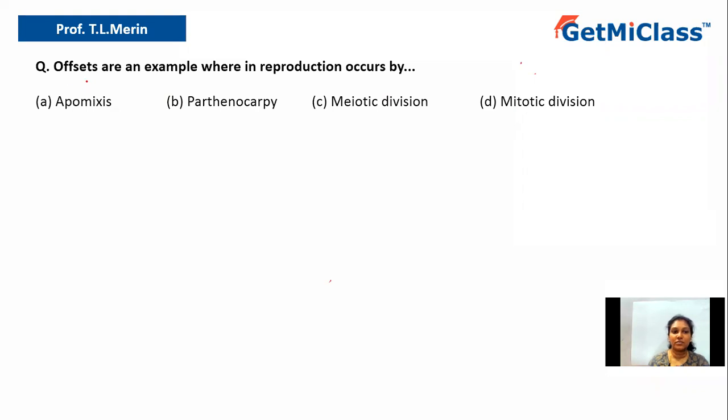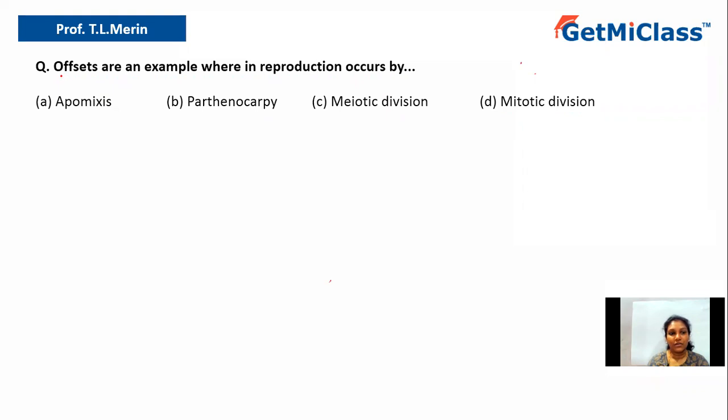Today we are going to solve this question which says offsets are an example wherein reproduction occurs by option A apomixis, option B parthenocarpy, option C meiotic division, option D mitotic division. So let us understand the question. It says offsets are an example wherein reproduction occurs by.